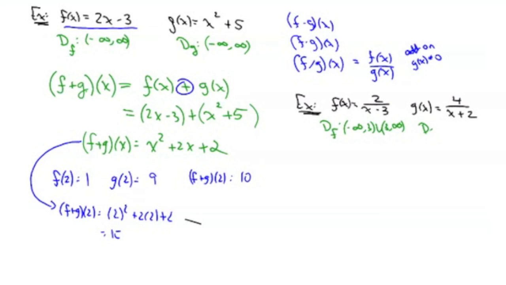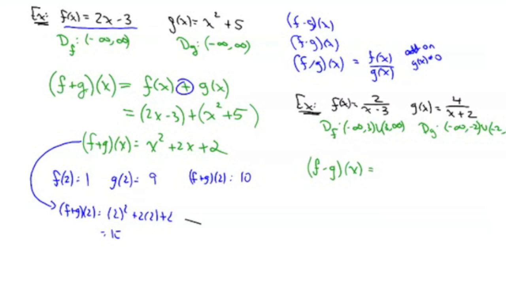What is the domain of g then? Negative infinity to negative 2, and then negative 2 to positive infinity. Jumping over. Okay. What do I want to find? Let's do f minus g of x.